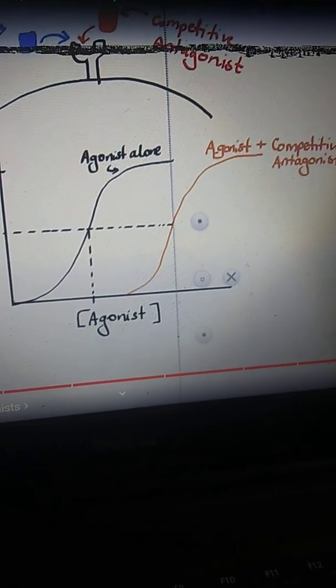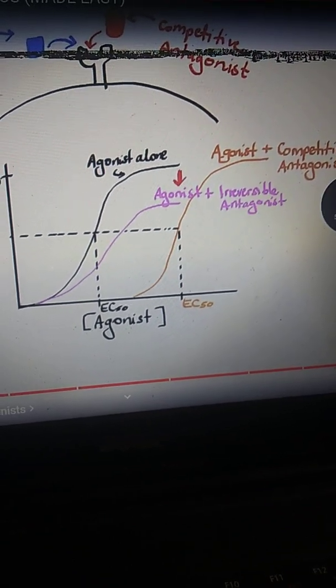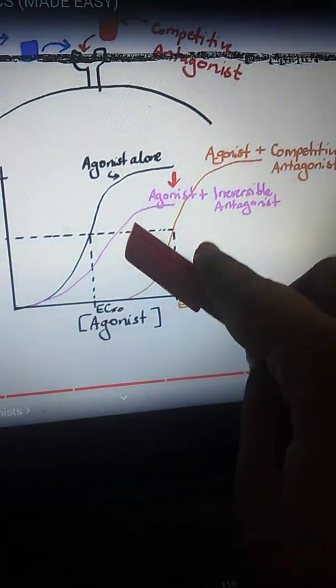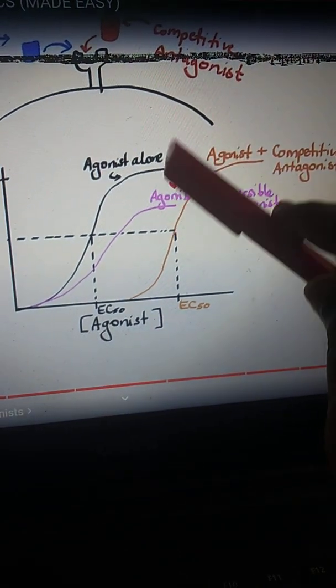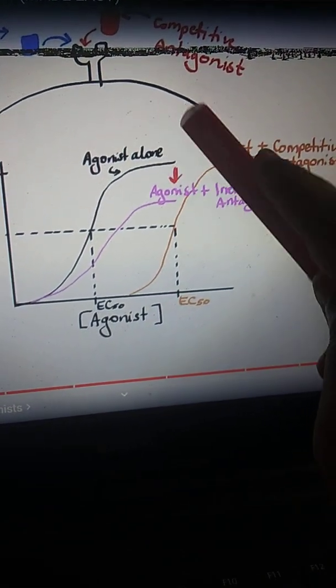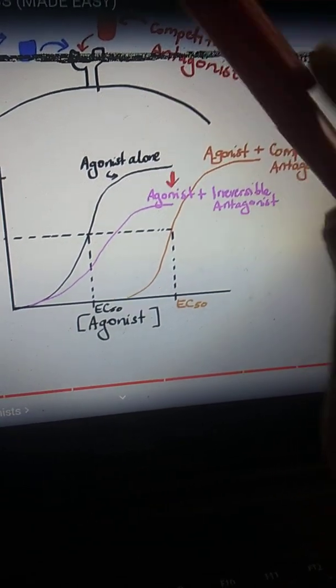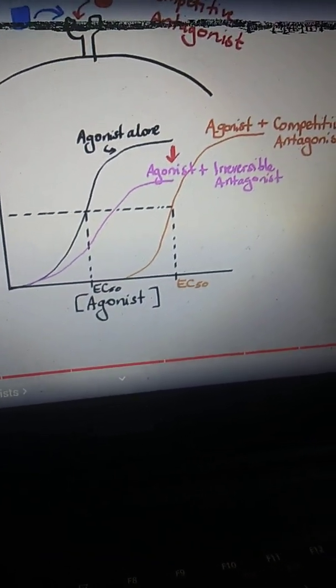In the case of an irreversible antagonist, what happens is the efficacy changes. In a competitive antagonist, potency is reduced but efficacy is the same. With an irreversible antagonist, the potency is reduced and the efficacy of the drug will also be reduced. So this is known as irreversible antagonism.